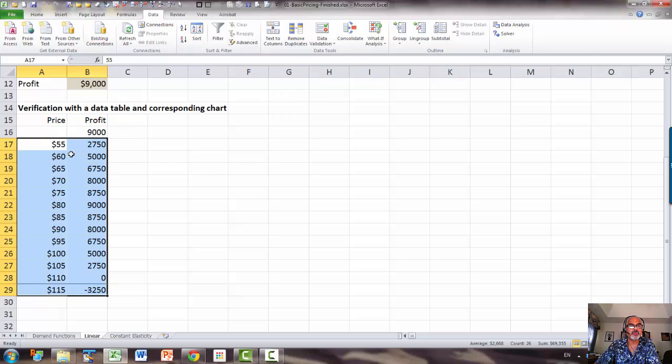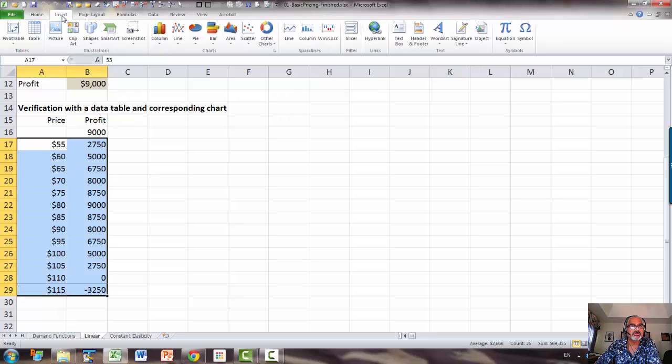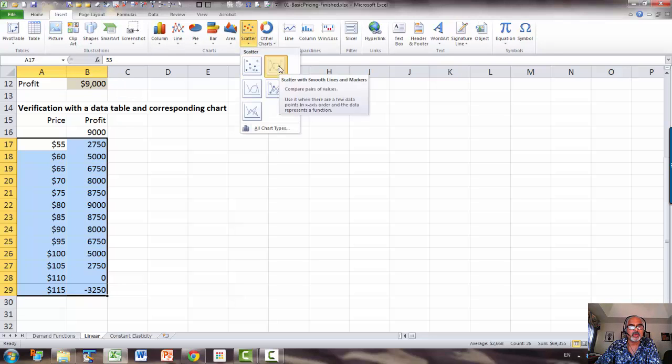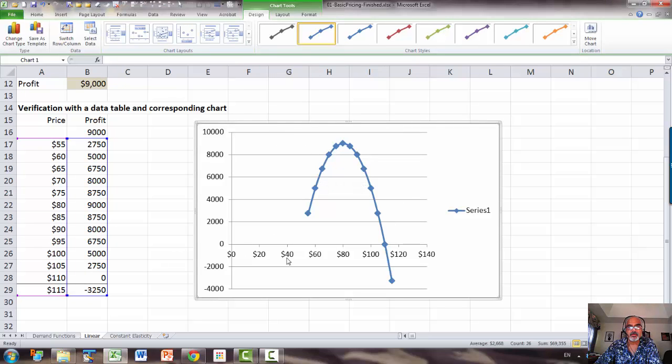Okay, now let's plot the price and profit. Okay, with the profit on the y-axis, price on the x-axis. Since the y-axis values are on the right hand side of the data here, we can highlight the two columns, and go to scatter plot. We'll select that one. Okay, we don't need the legend.